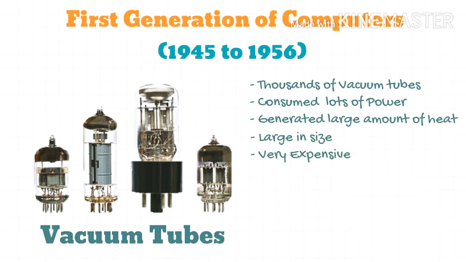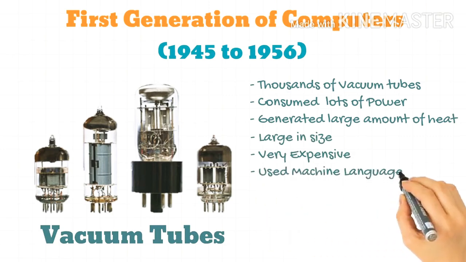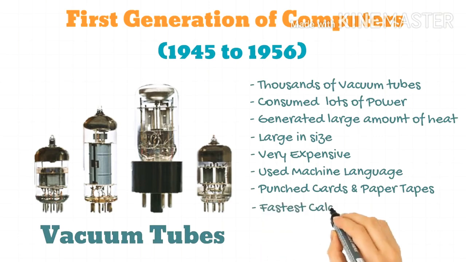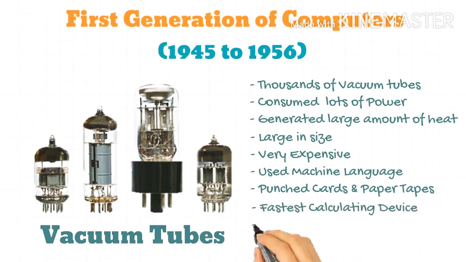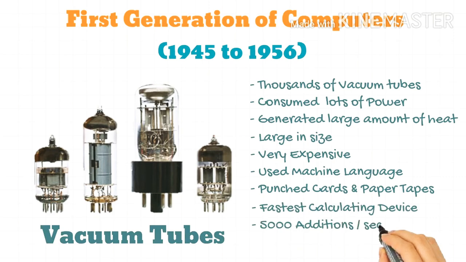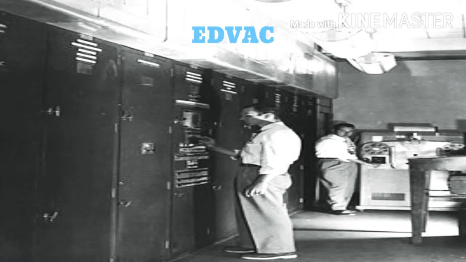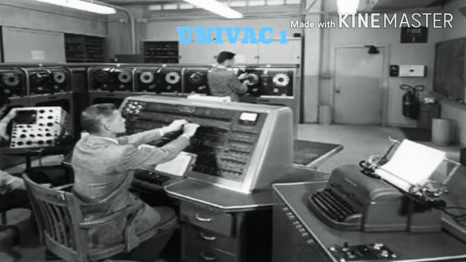Machine language was used to program, and punch cards and paper tapes as input. They were the fastest calculating device of that time, could do 5000 additions and 350 multiplications per second. Examples include ENIAC, EDVAC, UNIVAC 1.